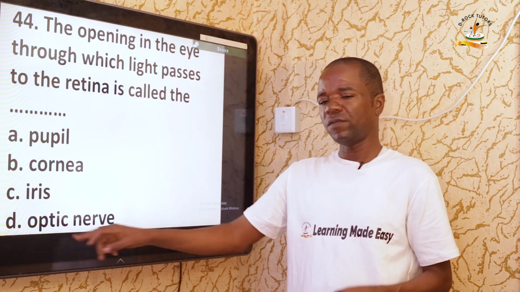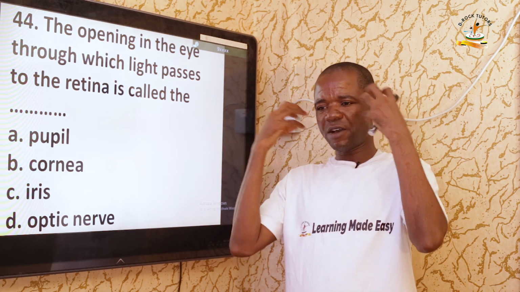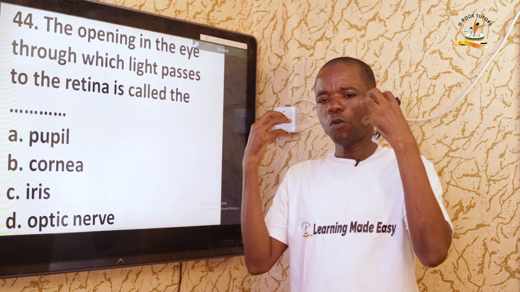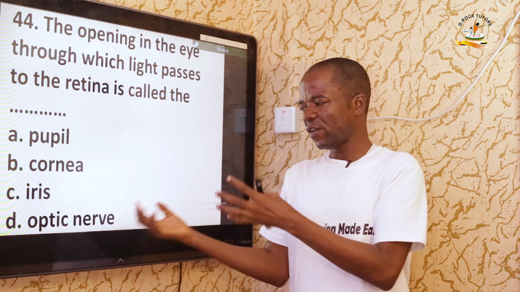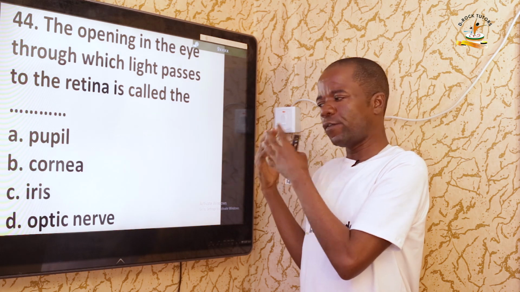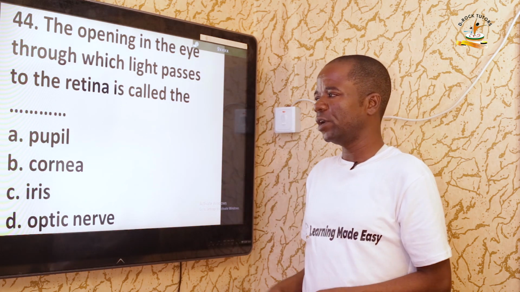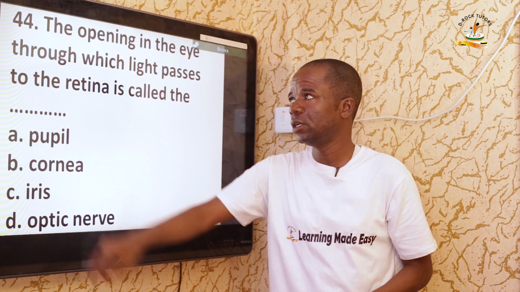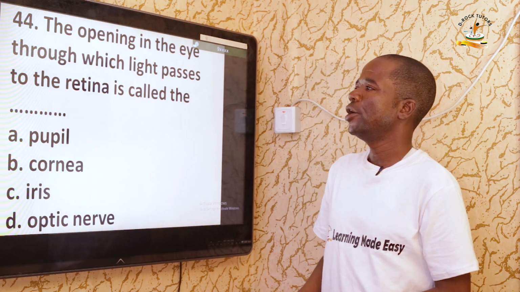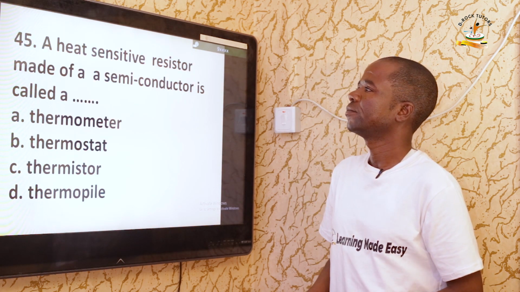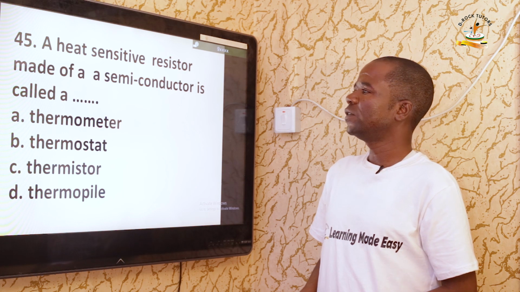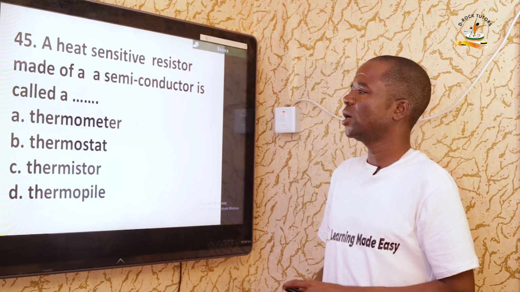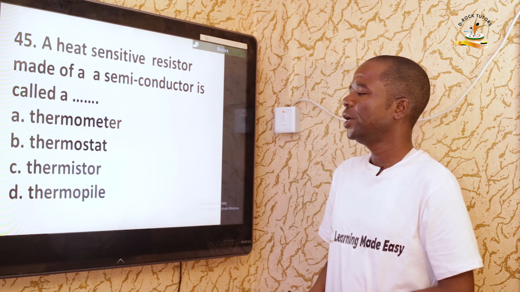And the optic nerve carries impulses from the eyes to the brain for interpretation. The correct answer once again is option A. Number 45. A heat-sensitive resistor made of a semiconductor is called a thermistor.